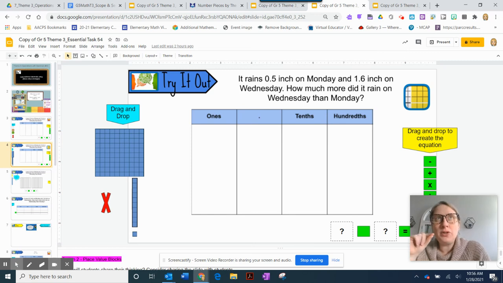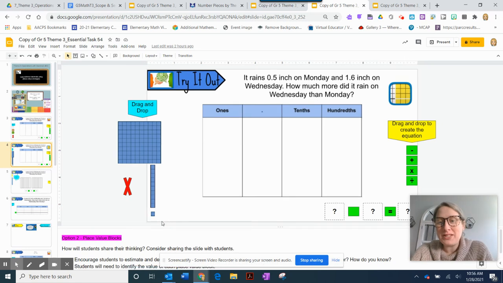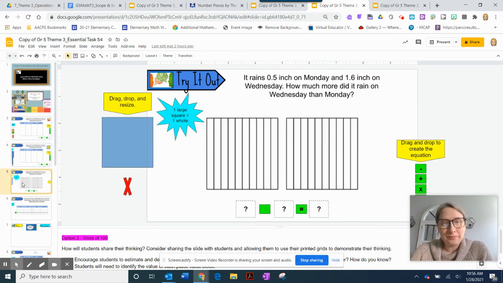Notice and look for students who build both numbers. So if I have 5/10 of an inch and 1 6/10 of an inch, if I'm subtracting, I don't need to build both of those, right? So kind of pay attention to that. And also think about, once again, reasonableness. What would be a reasonable answer here? What would make sense? And does our answer make sense?